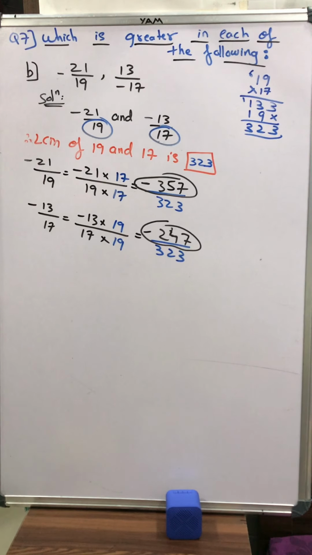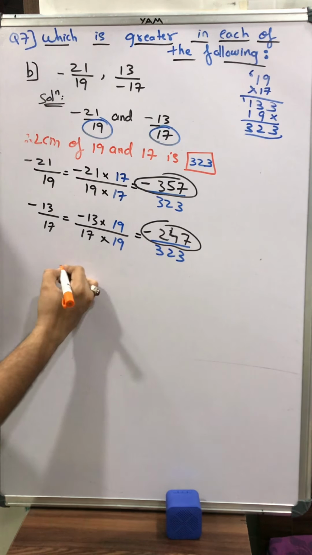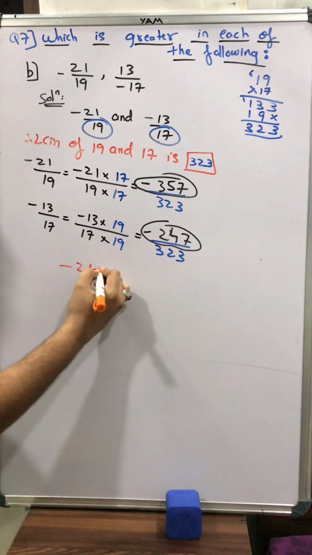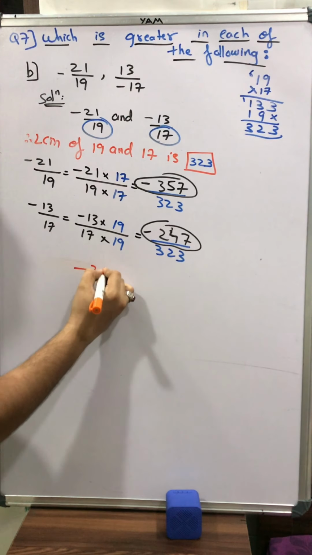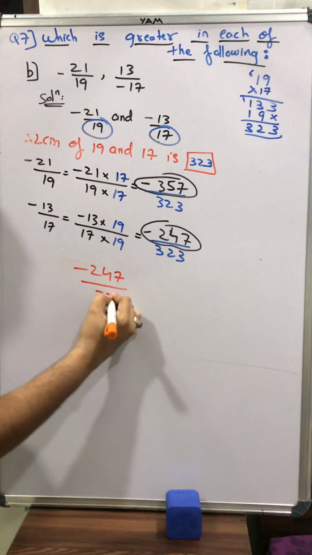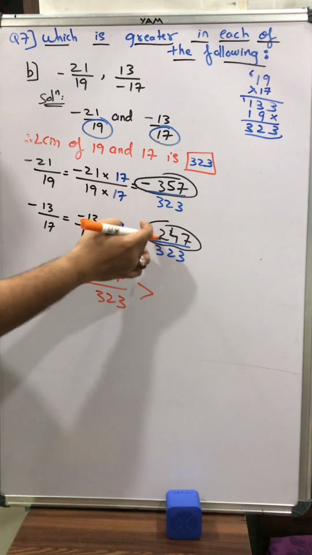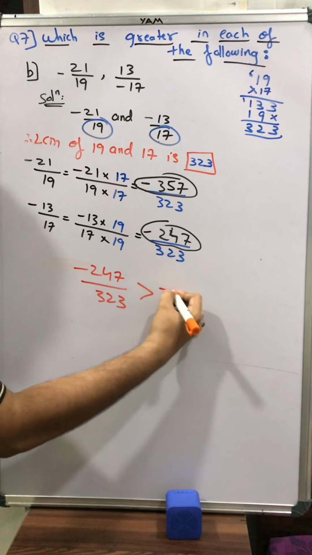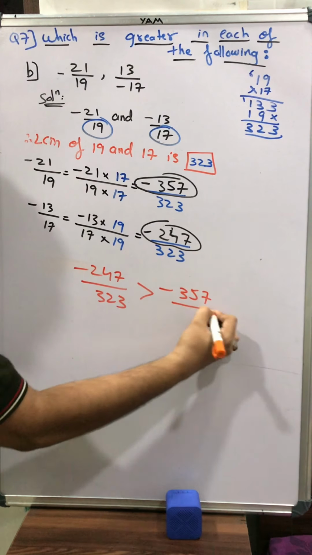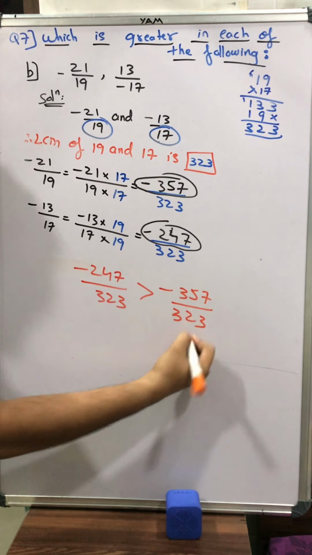Understanding, students? So what I will write, I will say here that minus 247 upon 323 is greater than, this number is greater. Who decided? This numerator. Then minus 357 upon 323.